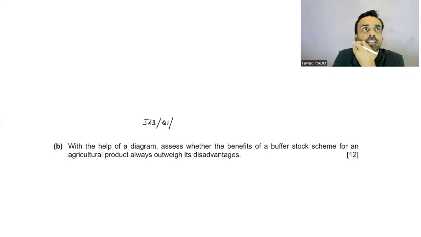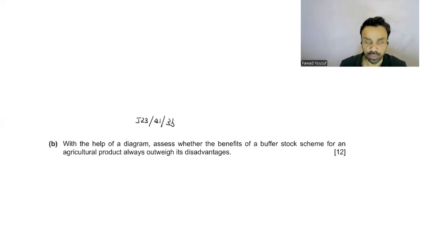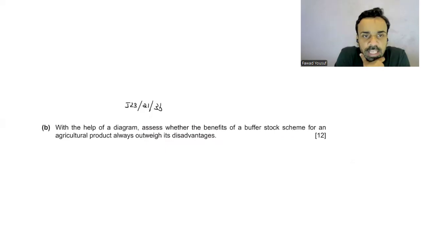जिसकी वजह से इसका I think now based on the questions that have come so far, I think enough knowledge and all has been discussed. So अब I think we can sum up the information that you need to know. For example, there is this question which says, with the help of a diagram, assess whether the benefits of a buffer stock scheme for an agriculture product always outweighs its disadvantage.